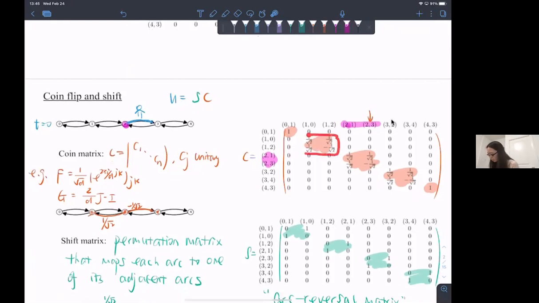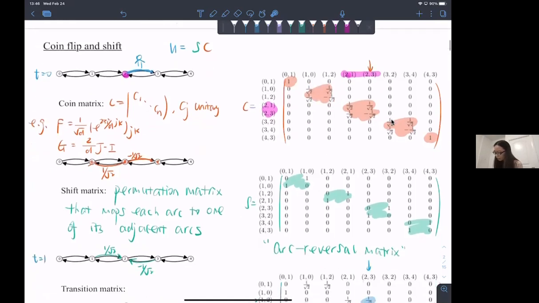block must also be a unitary matrix. So some common choices for them are the Fourier matrix of size D by D, or a Grover coin, which I will mention later, but this comes from the famous quantum algorithm called Grover's search algorithm. Here we have a Fourier matrix of size 2 by 2, so it's actually a Hadamard coin.